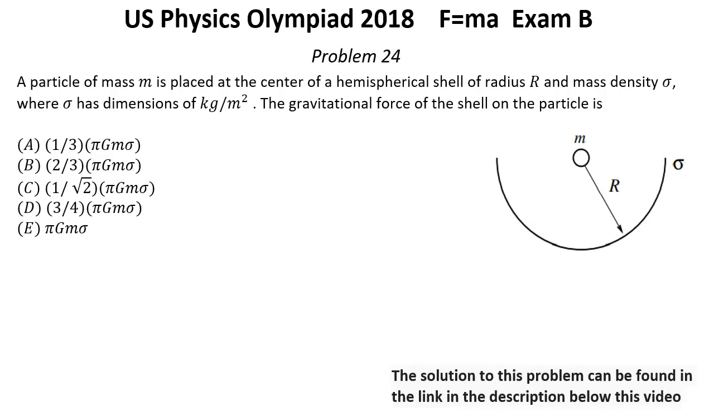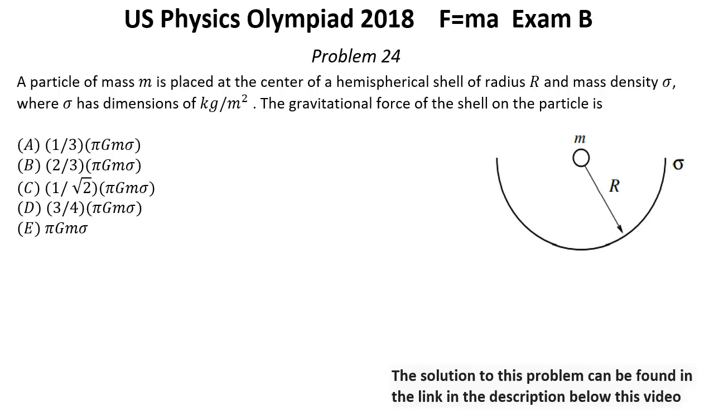Problem number 24. A particle of mass m is placed at the center of a hemispherical shell of radius r and mass density sigma, where sigma has dimensions of kilograms per square meter. The gravitational force of the shell on the particle is next one. Solution for problem number 24.